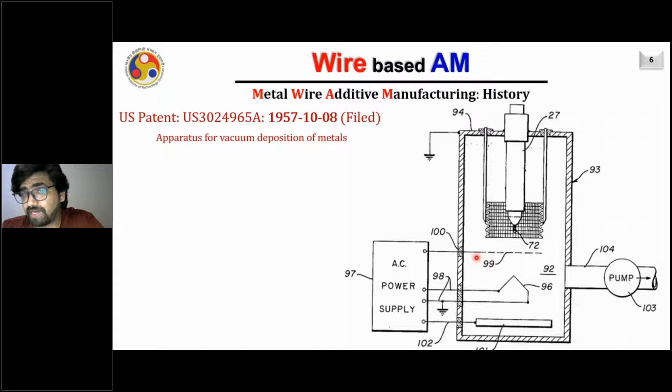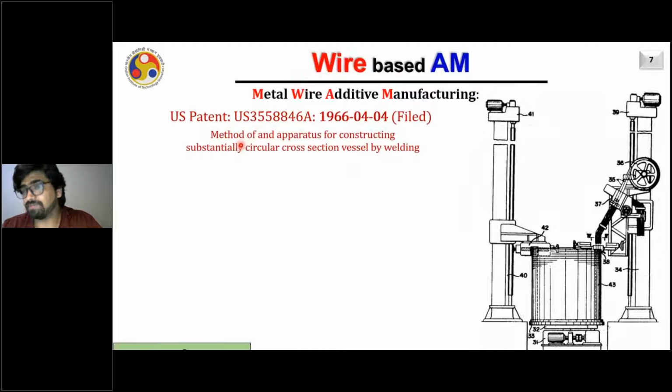Then another patent I have found, which was filed in 1957, was for an apparatus for vacuum deposition of metal. It is nothing but your modern-day electron beam gun. In electron beam also we deposit the material and the entire chamber is maintained in a vacuum. It was filed in 1957. Nowadays, a very popular term is coming into the picture, particularly for WAAM, called large scale WAAM, right?